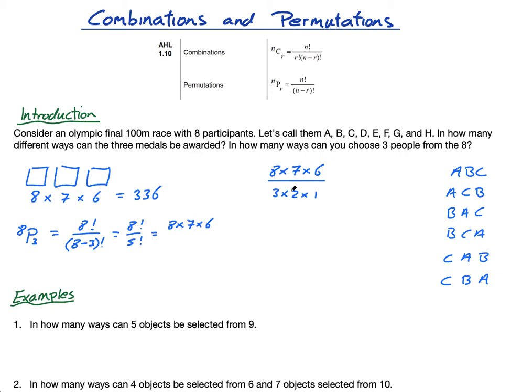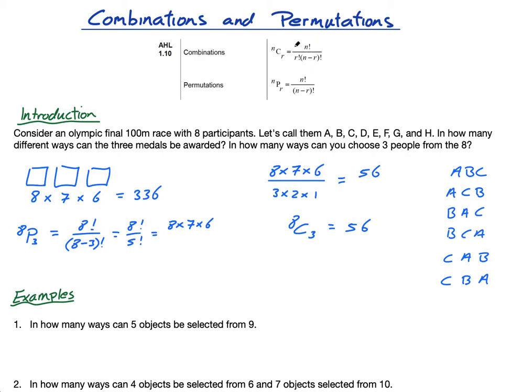I have basically the 6s cancel, and I'm left with 56. So 8 choose 3, and that's what the C stands for, choose. 8 choose 3 is 56, and 8 permute 3, if that's the right way to say it, is 336. So yeah, how does this relate to my formula?